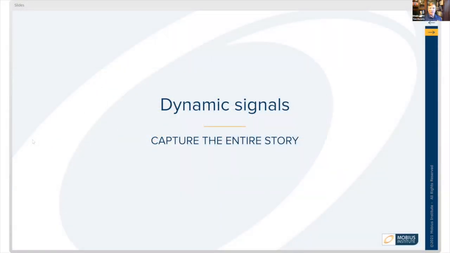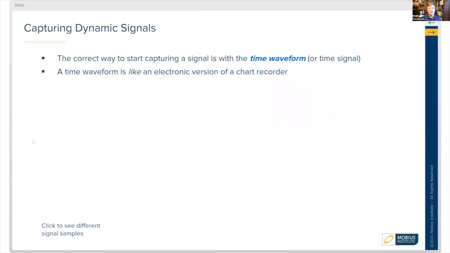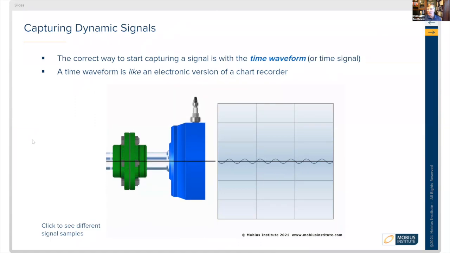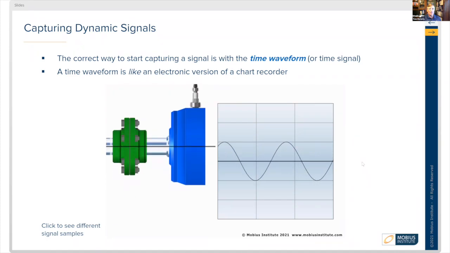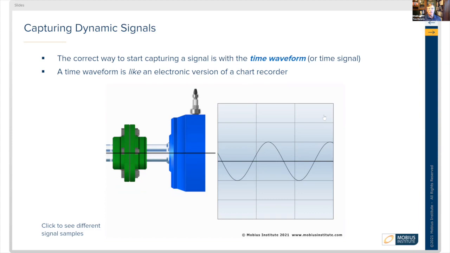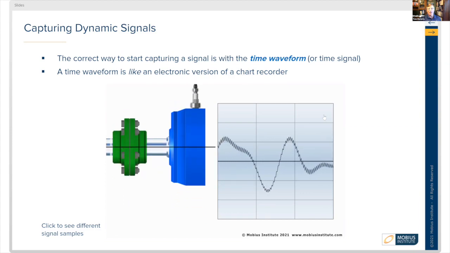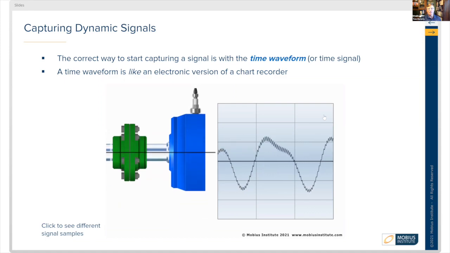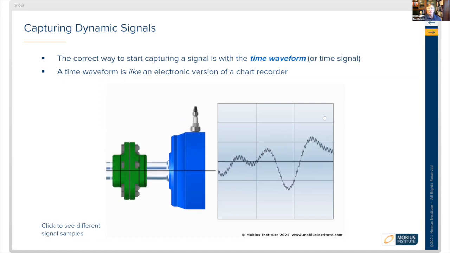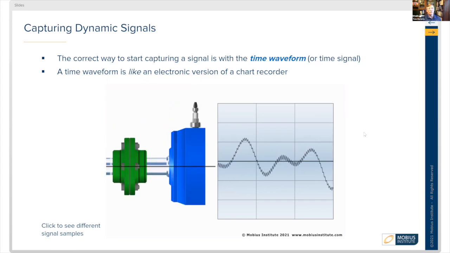So now let's talk a little bit about dynamic signals, capturing the entire story. Here we see an example of a machine that is vibrating a little bit, and you can see the time waveform. If there's a bigger amplitude, bigger motion, but then also if you have, say, bearing defects within that machine, you generate a different type of waveform.